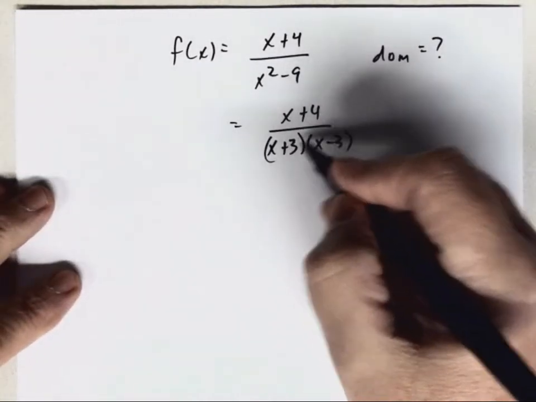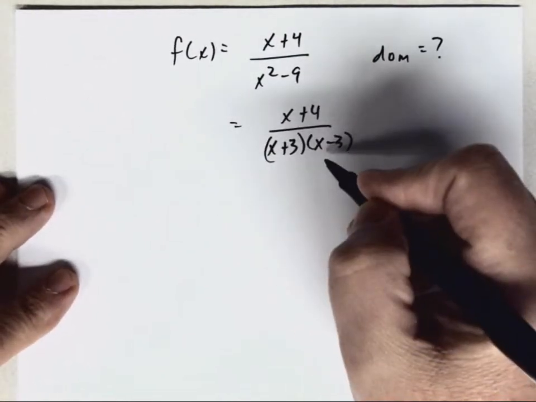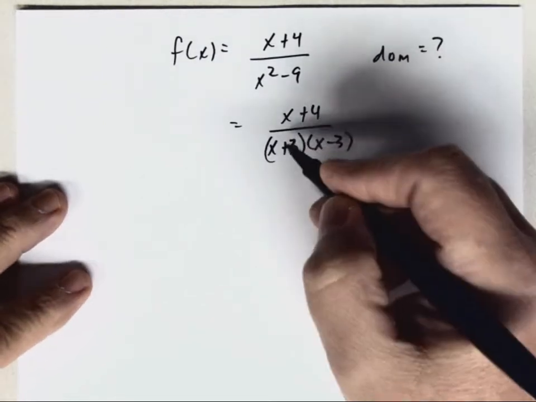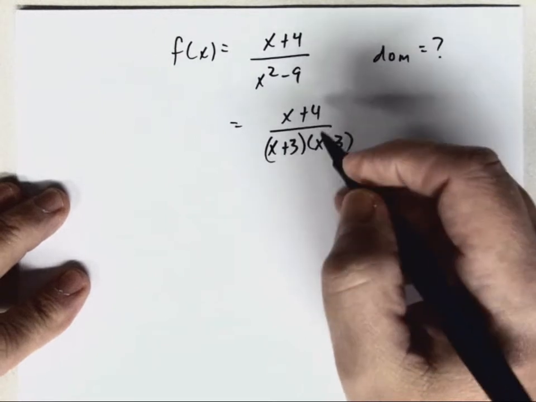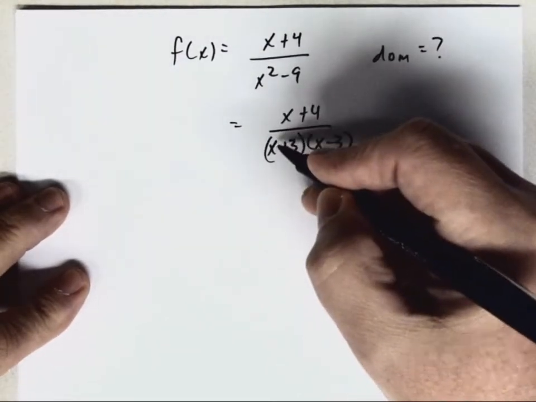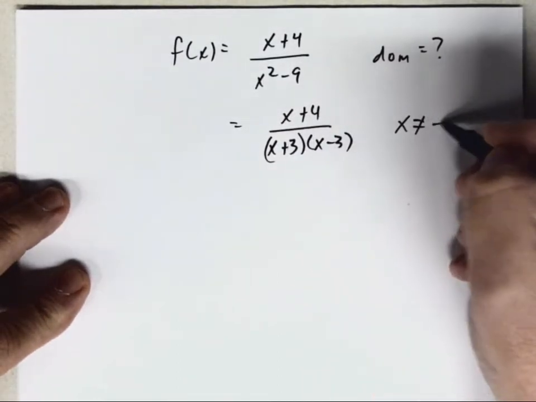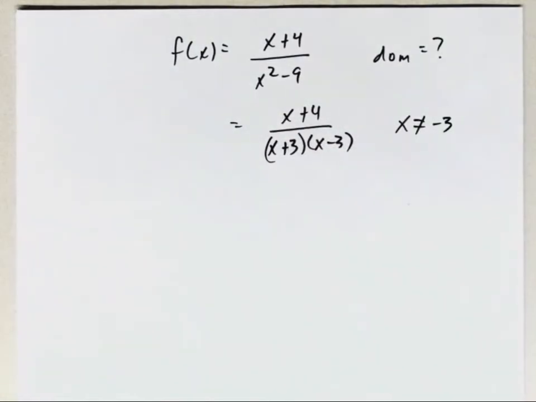Well, in this case, I've got two parentheses multiplied. So if either one of those parentheses equals 0, then the whole thing is 0. So let's look at the first parenthesis. What value of x would cause that first parenthesis to be 0? Well, when x is negative 3, because negative 3 plus 3 would be 0. So therefore I know from this first parenthesis in the denominator, x cannot equal negative 3.